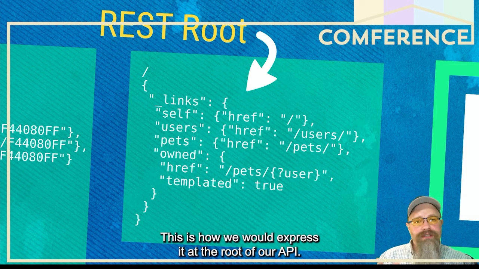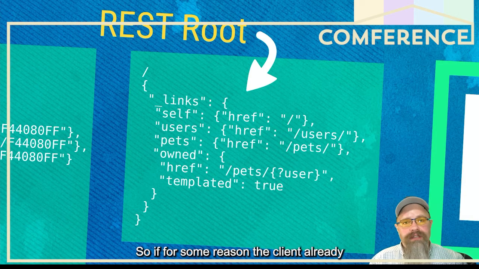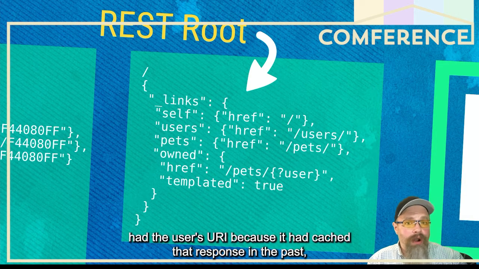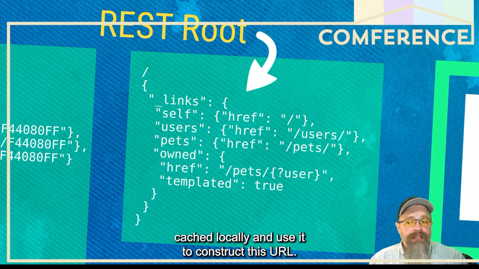This is how we would express it at the root of our API. So if for some reason the client already had the user's URI because it had cached that response in the past and it just wanted to know the pets, it could take the information it had cached locally and use it to construct this URL.